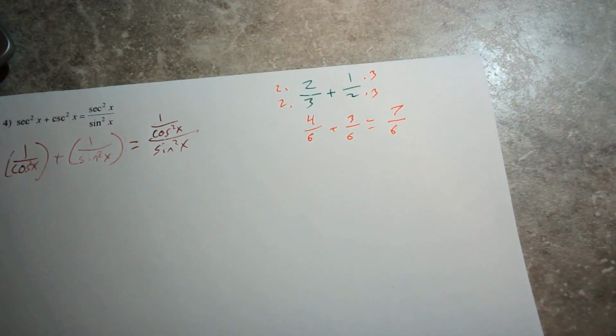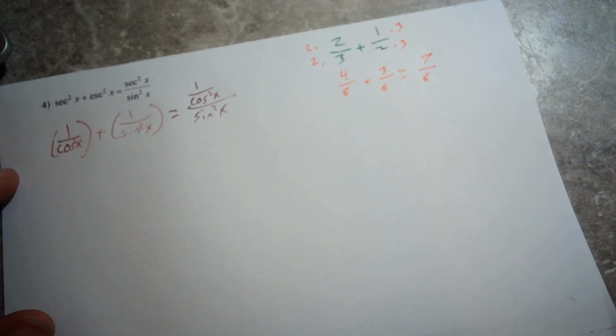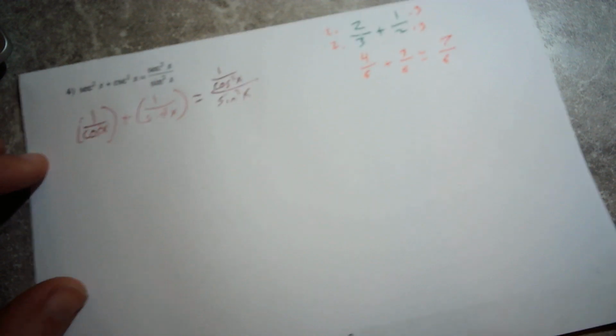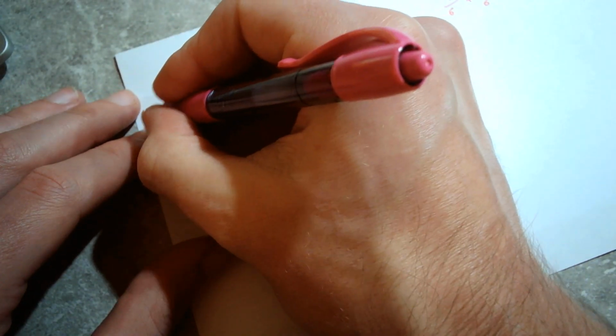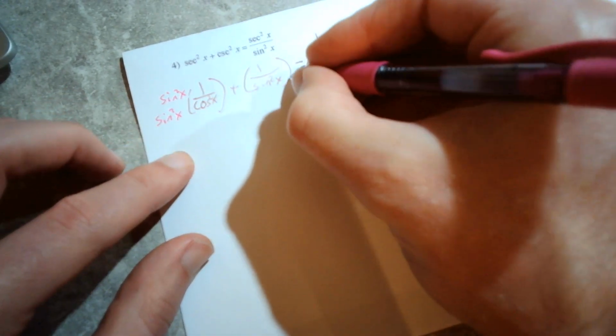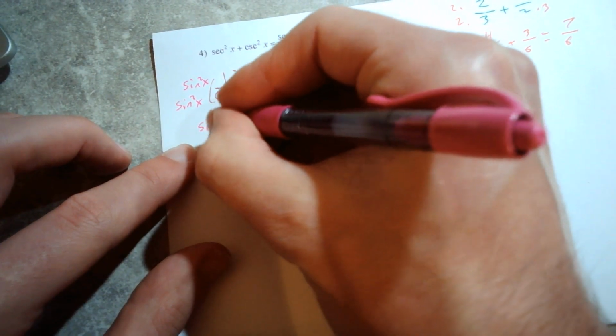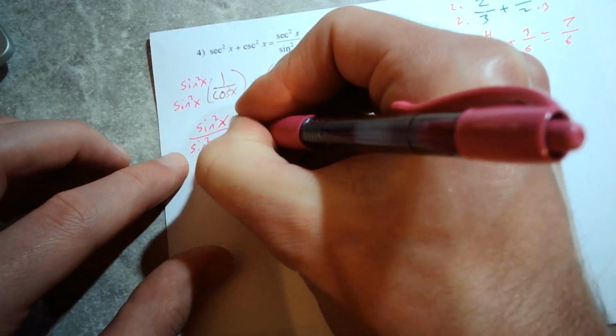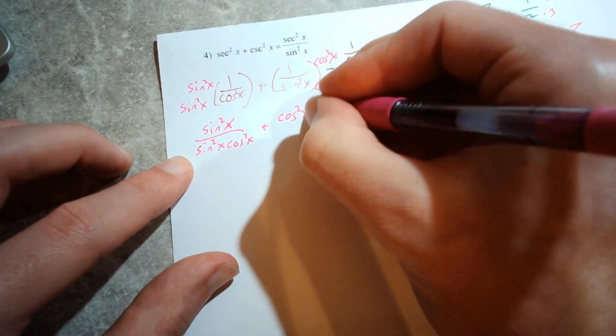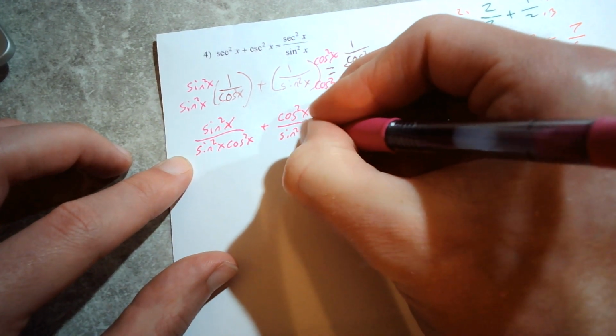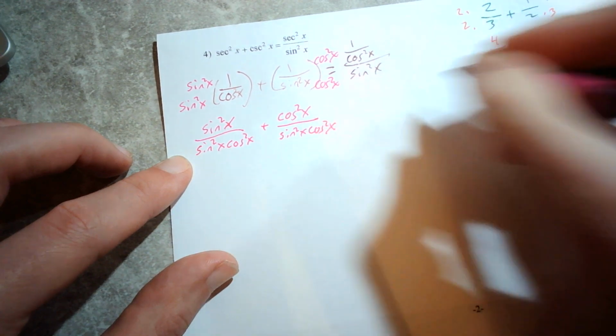Well, the same thing applies when I throw trig functions in them. Alright, so let's see here. This one multiplied by sine squared x. And then this side right here, cosine squared x. Okay. And so after I do that, I end up with sine squared x over sine squared x cosine squared x plus cosine squared x over sine squared x cosine squared x. Beautiful.